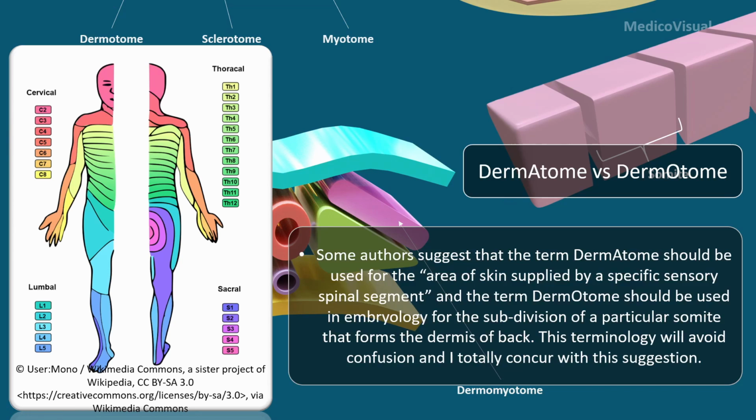So some authors suggest that we should use two different spellings. The term derma with a, dermatome, should be reserved only for the adult anatomy, that is, the area of skin supplied by a specific sensory nerve, and the term dermotome with o should be used in embryology only for the subdivision of a particular somite that forms the dermis of back. This terminology will avoid the confusion, and I totally concur with this suggestion.